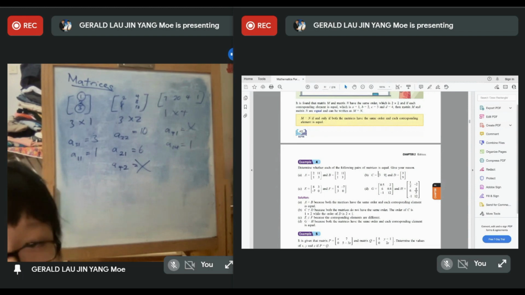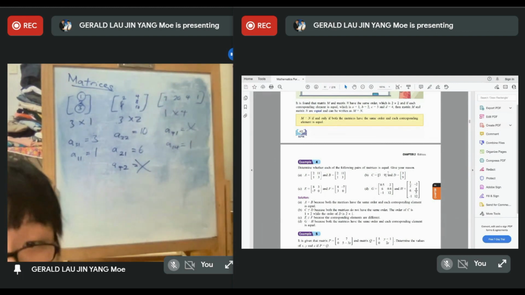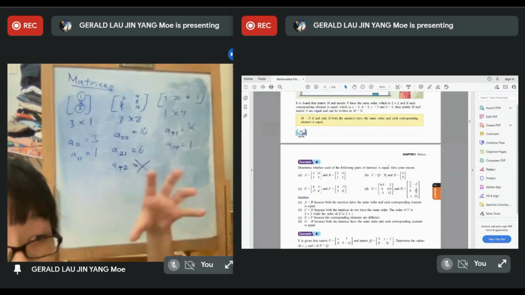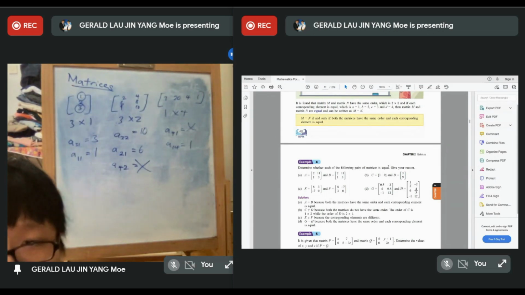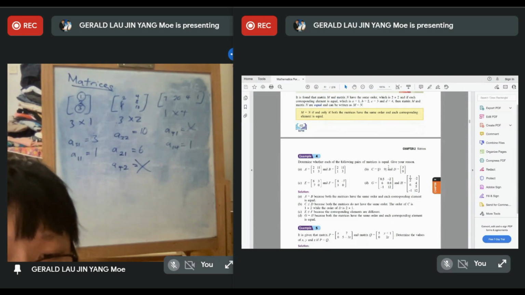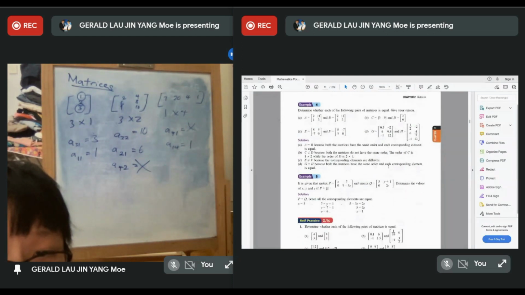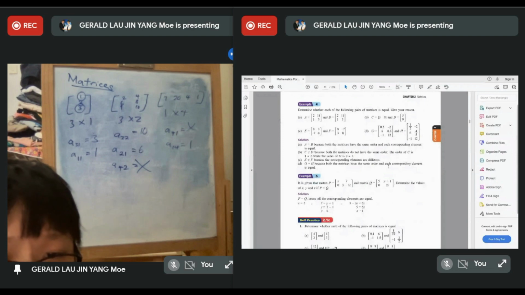Now you look. If the element is the same, but the order is different, so it's not equal here. You look at example B, the question B, 3, 9 and also 3, 9. But because it's not the same form, so it's not equal, yeah. Should be easy. This one, I'm sure everyone can do this. Okay? Example 5 also should be easy. It's just the same thing.